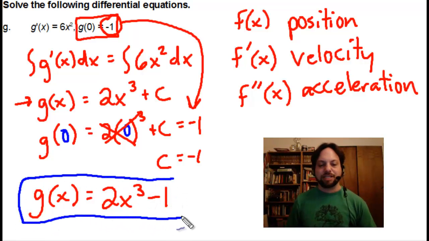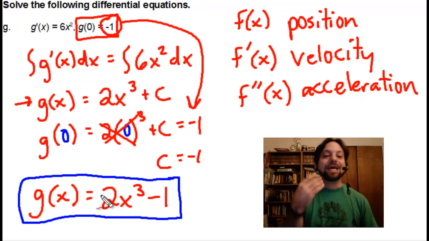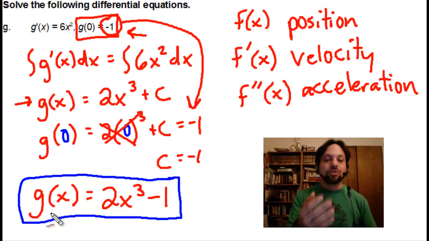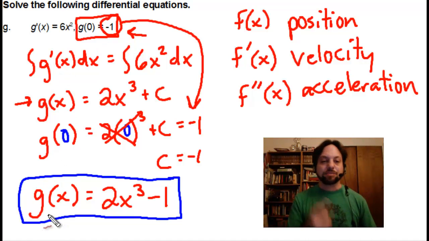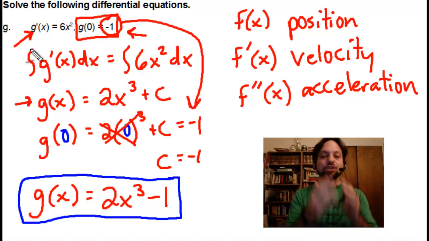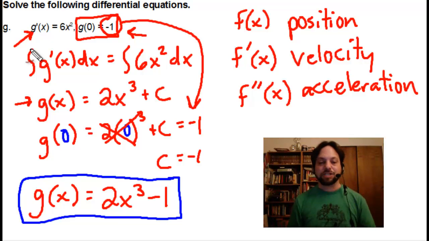Now, let's go ahead and check and see if this actually makes sense. At g of 0, what is my value of g of 0? Plug that in, you'll find that g of 0 is -1, as given by our initial value here. And if we differentiate this position, what do we get for the velocity? Well, go ahead and differentiate it yourself, and you'll see that we get 6x squared, as given in the problem. So that's beautiful. Given the velocity, we found the position, we used the initial position to find our constant, and ended up with our final position function.